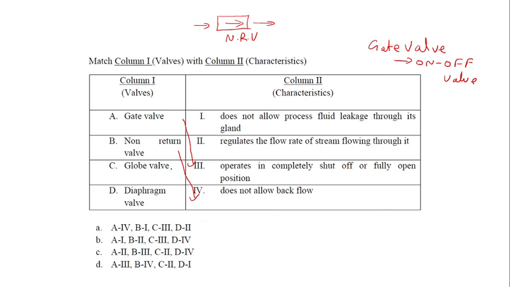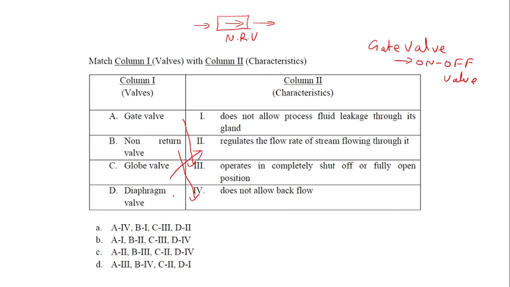Then option C, globe valve. Globe valve is used for controlling the flow. With the help of a globe valve we can regulate the flow rate of a stream. So C corresponds to 2.